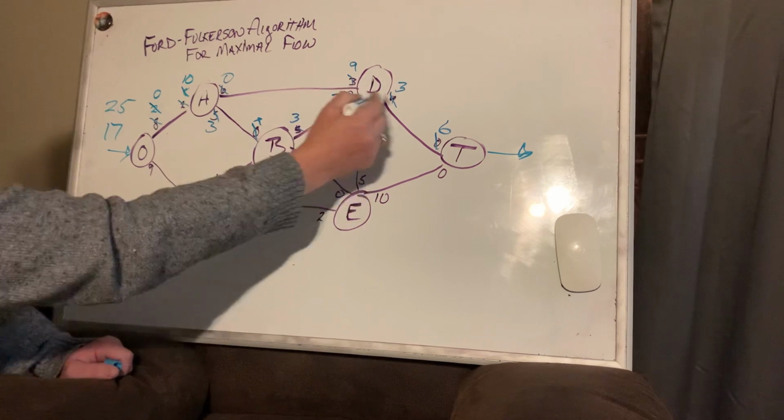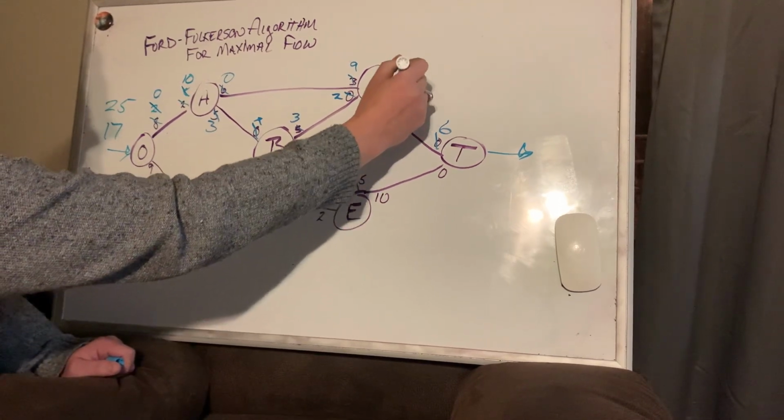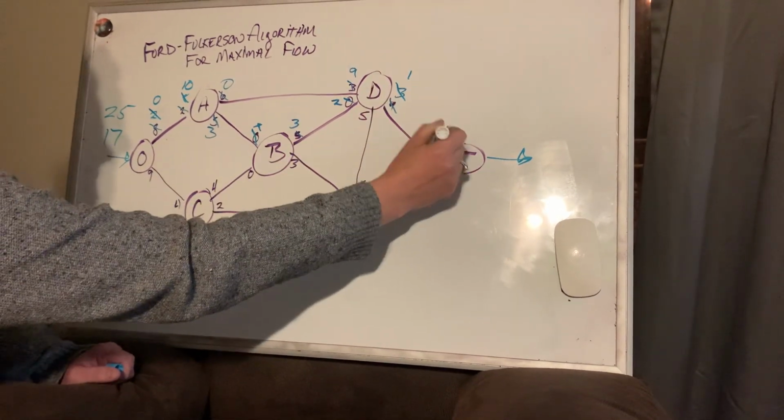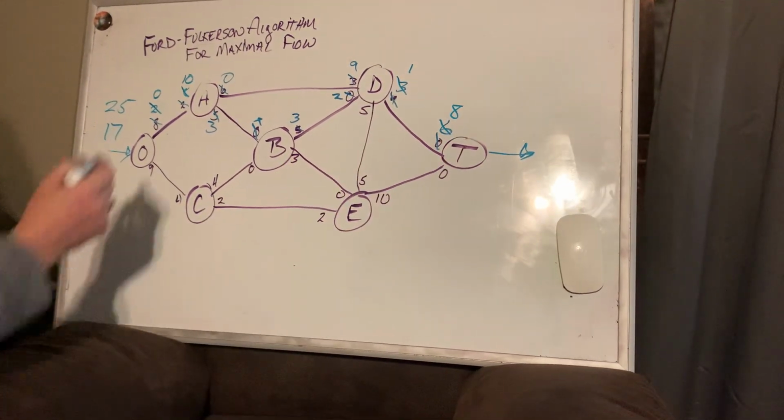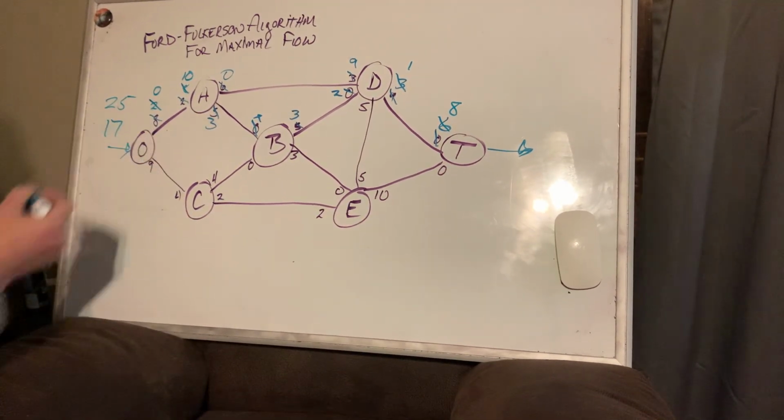2 is inside of D. We're going to send that down this pipe. So our 3 becomes 1. Our 6 becomes 8. Now we've got 8 flowing out of there, which is our original 8 from over here.